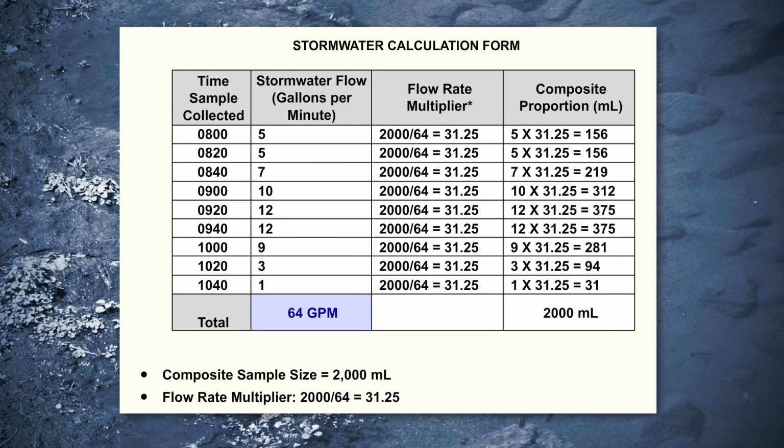In the example here, you see that the gallons per minute equals 64. Then, divide the composite sample size you wish to mix, in milliliters, by the totaled stormwater flow rates. This equals the flow rate multiplier.